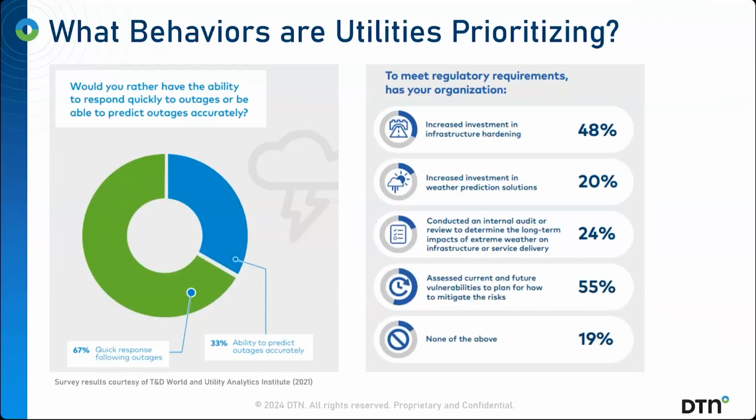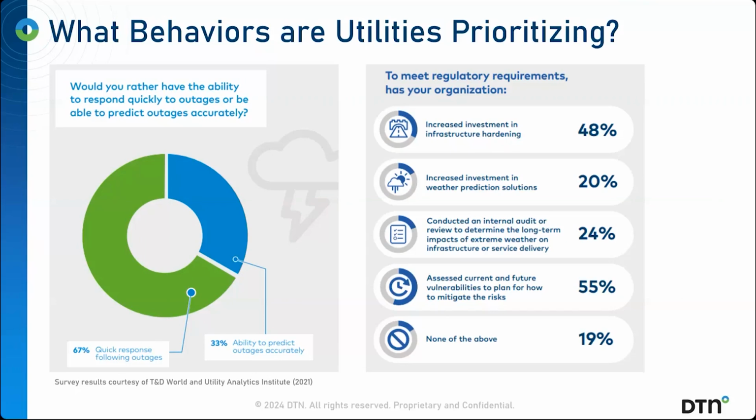DTN also partnered a few years back with T&D World and Utility Analytics Institute to provide a comprehensive survey of emergency preparedness leaders in the electric utility industry. And what we found is that the common practices that utilities are taking, as expected and showed by that drastic increase in capital expenditures, is investment in infrastructure hardening and resiliency. With roughly half of utilities increasing investment in those areas.